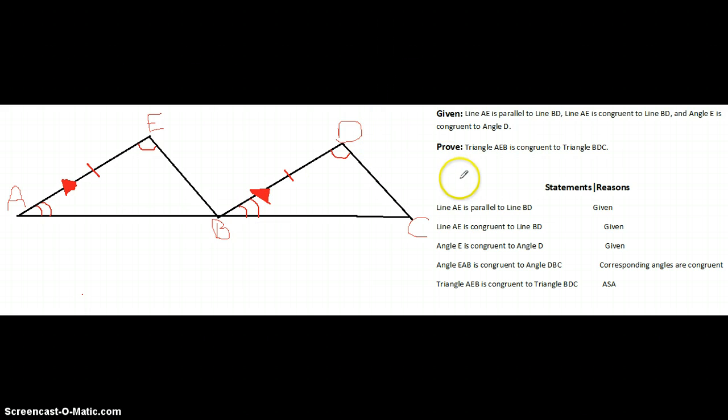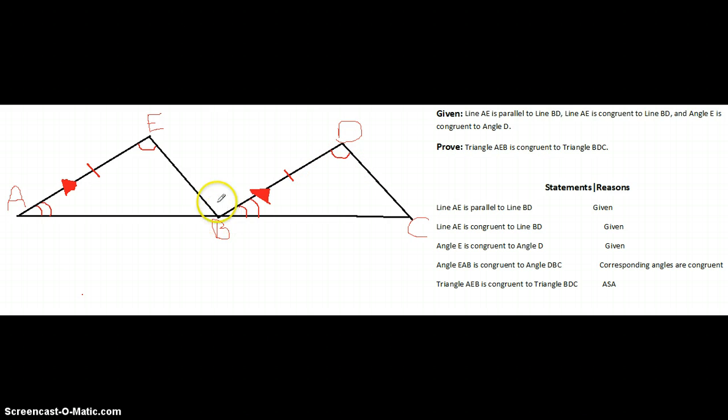Alright, finally I stated that triangle AEB is congruent to triangle BDC, and I know that because of the ASA theorem, the angle side angle. And simply that theorem is that when you have two triangles in which two angles and their included side are both marked congruent, as we have here, we have these two angles marked congruent, this side marked congruent, and these two angles marked congruent.